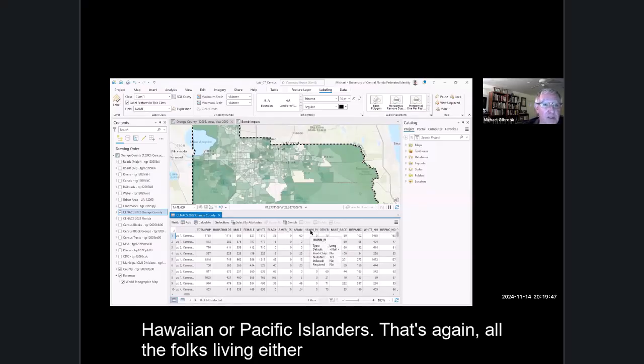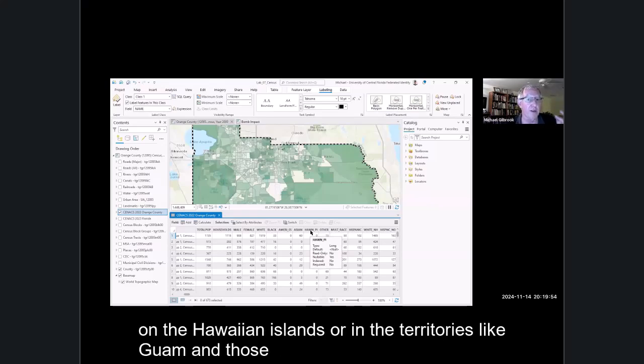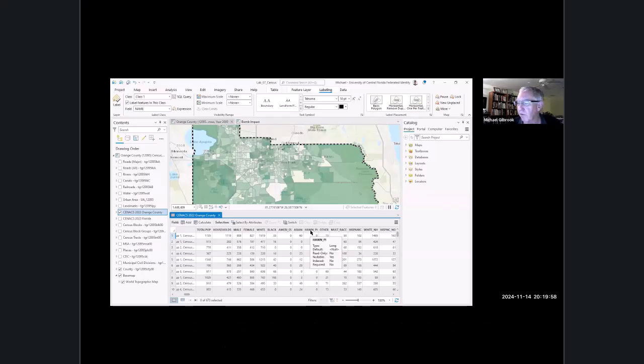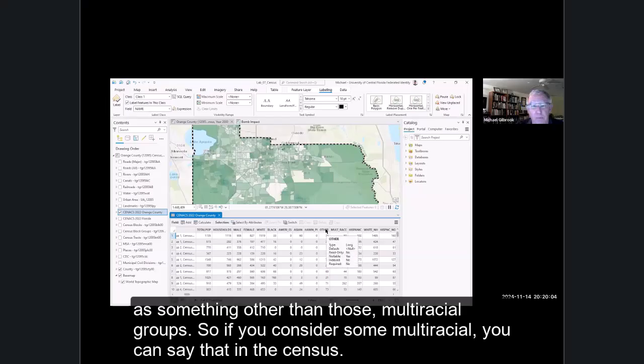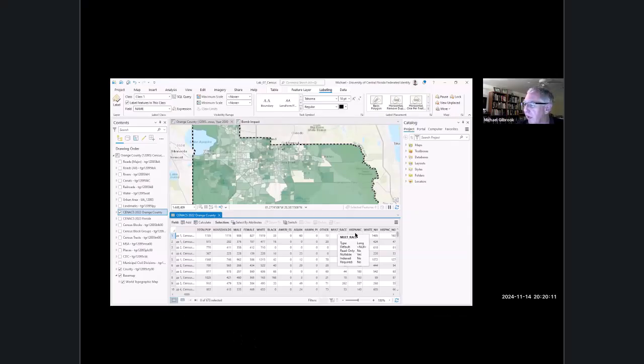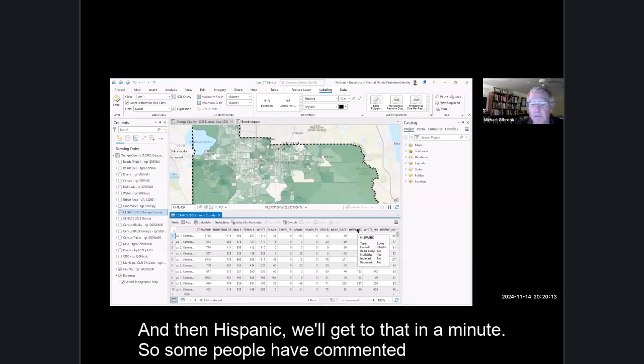Hawaiian or Pacific Islanders. So that's, again, all the folks living either on the Hawaiian Islands or in the territories like Guam and those places that are American territories. And then we've got people who identify as something other than those. Multiracial groups. So if you consider yourself multiracial, you can say that in the census. And then Hispanic. We'll get to that in a minute.